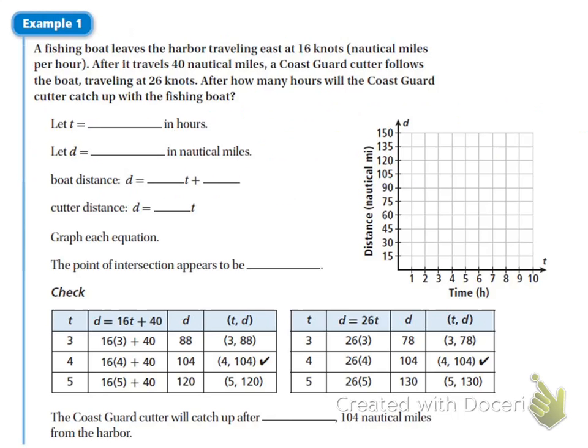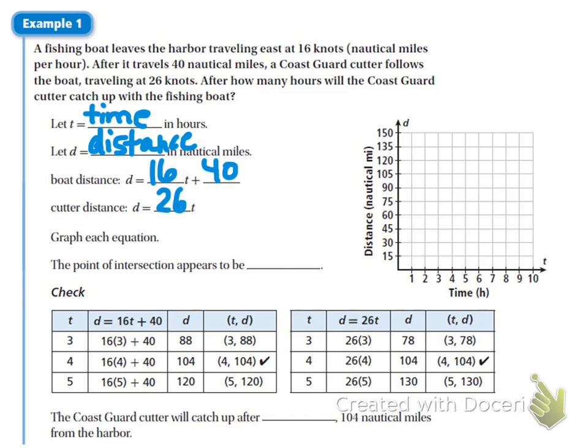Example number 1. A fishing boat leaves the harbor traveling east at 16 knots, nautical miles per hour. After it travels 40 nautical miles, a Coast Guard cutter follows the boat traveling at 26 knots. After how many hours will the Coast Guard cutter catch up with the fishing boat? So we're going to let T equal time in hours. We're going to let D equal distance in nautical miles. So if it's traveling, 16t plus 40, the distance equals 26 times t. So we're going to graph the equation.